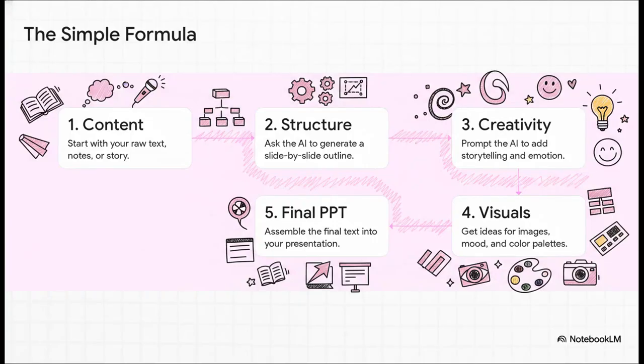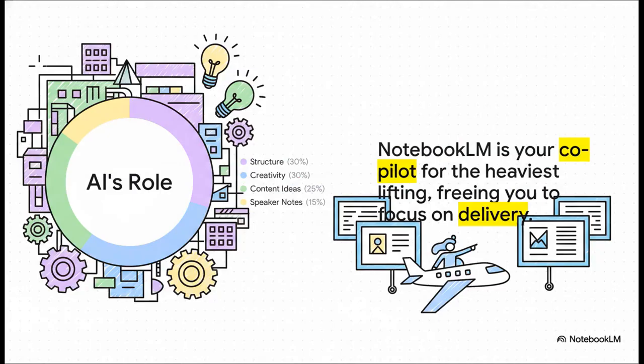It really all boils down to these 5 simple steps. You start with your content, use the AI to build the structure, you inject creativity and storytelling, you layer on those visuals, and then you put it all together into your final presentation. It's a super clear path from A to Z. And if you're wondering where the AI really pulls its weight, well, it's right here. It's your heavy lifter for building that structure, sparking creative ideas, and even writing those speaker notes. That frees you up to focus on what really matters, your delivery and your impact.